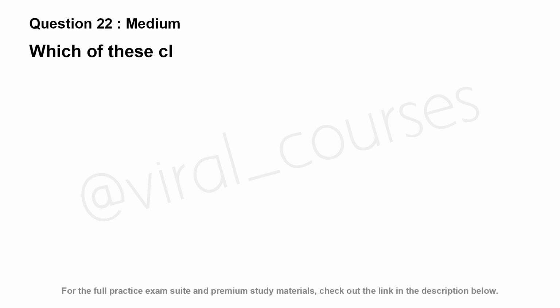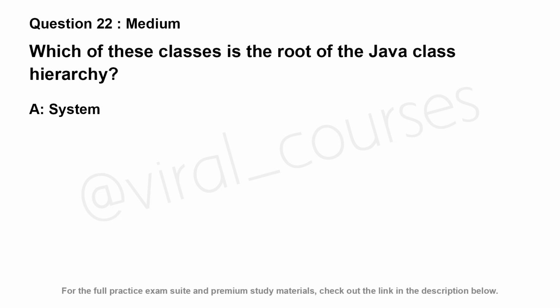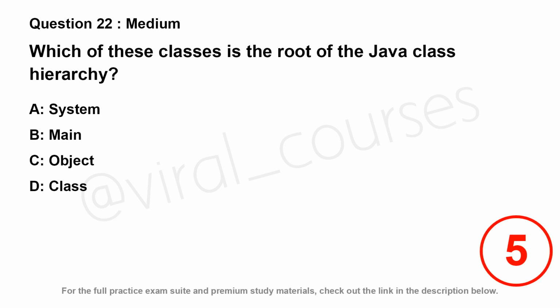Which of these classes is the root of the Java class hierarchy? Option A, System. Option B, Main. Option C, Object. Option D, Class.